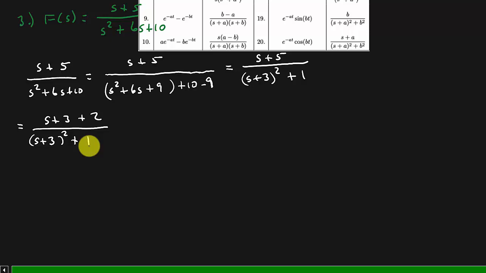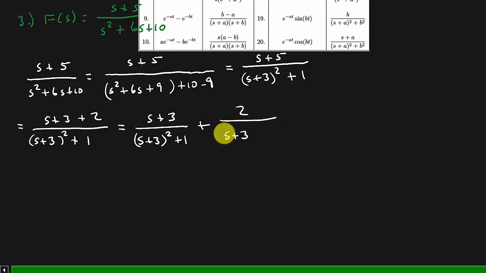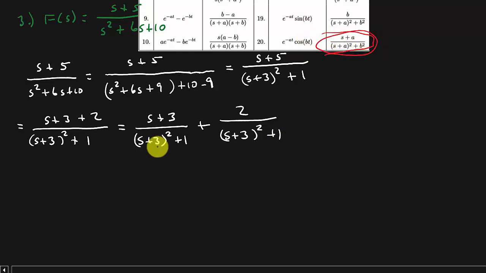So now, because 3 plus 2 is 5, it's the same thing there. But now I can write this as (s plus 3) over ((s plus 3) squared plus 1) plus 2 over ((s plus 3) squared plus 1). Okay? So now it looks like this one right here looks good. Now it's just this one. I need a 1 instead of a 2.